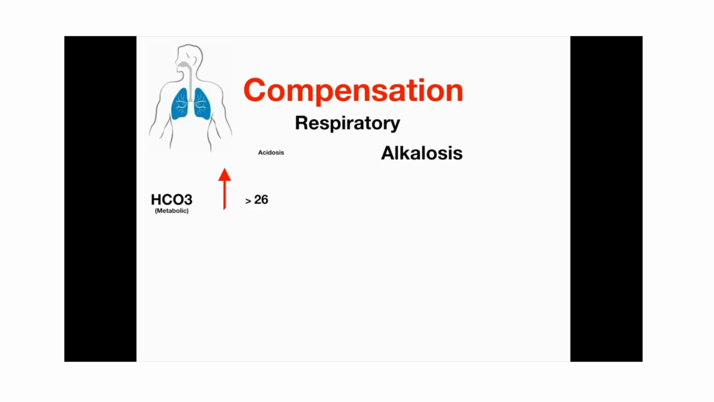When we have respiratory alkalosis, it's going to do the opposite. The body will compensate by decreasing the amount of bicarbonate. For us to conclude that there's compensation, the increase or decrease has to go outside the normal range. So it has to be higher than 26 or it has to be less than 22. If the bicarb is still within normal limits, then there is no compensation going on.